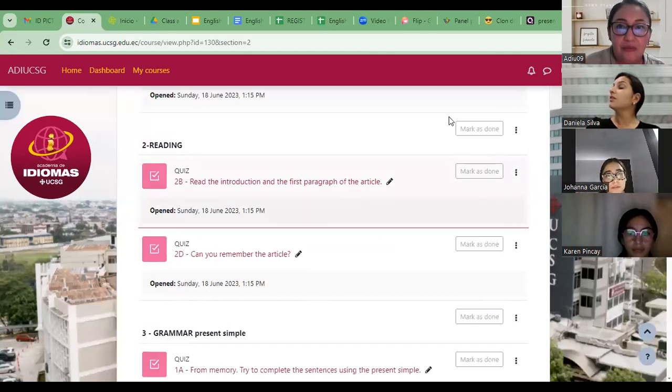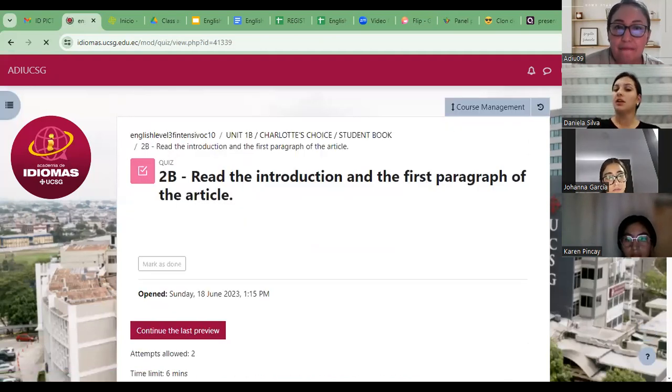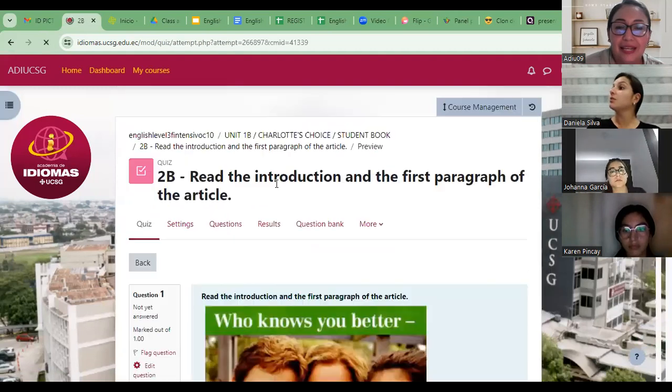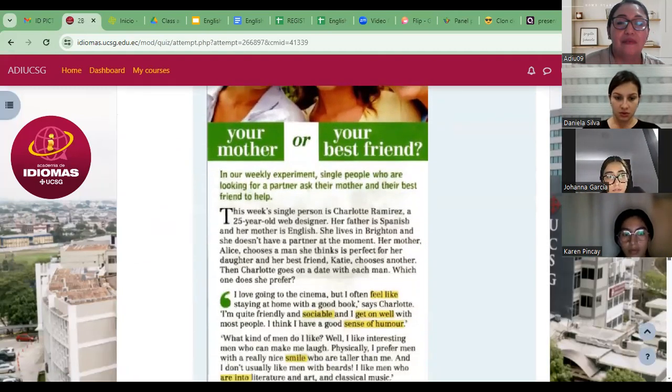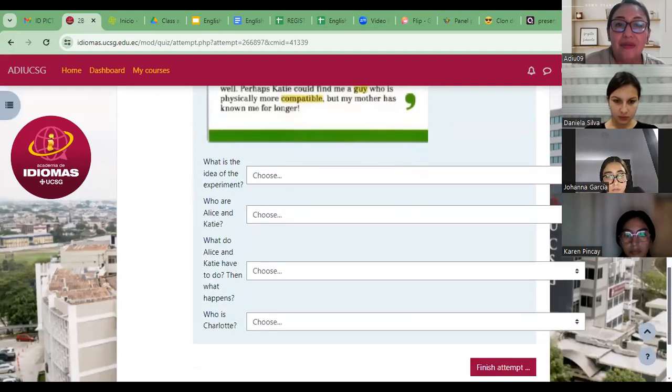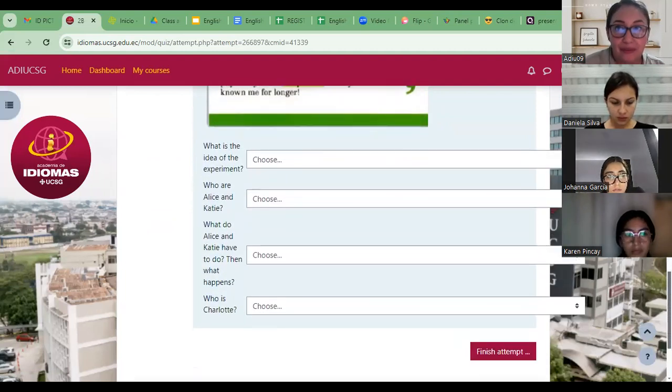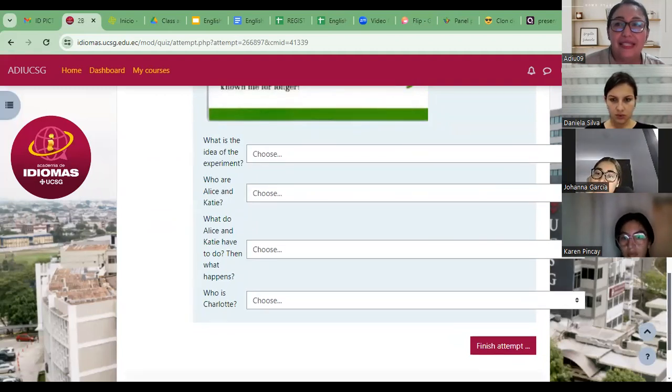So this is called reading, okay? This is a practice to develop the reading skill. So this is exactly the same reading. Es lo mismo que estábamos en las diapositivas. But in here, we're going to have some questions about the reading, okay? We have different options and different questions.